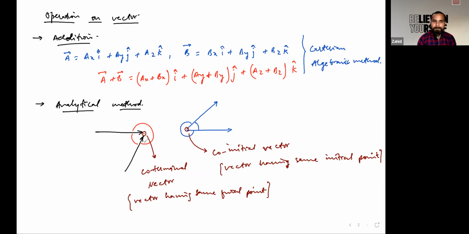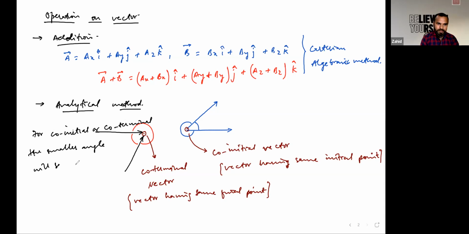So whenever you have co-initial vector or co-terminal vector, the smaller angle in between them is termed as angle of vector. So for co-initial or co-terminal, the smaller angle will be called as angle of vector.